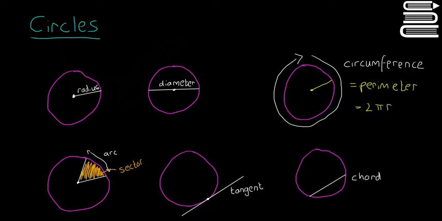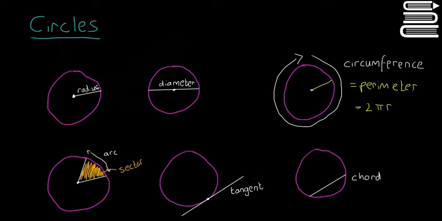Then we have these 2 bits here. A specific arc on a circle is just 1 bit of the circumference. So for example, this bit here is just that arc, and then the sector is the colored in bit there in orange. It's just a little area of a circle, so it's not the entire area. The arc is not the entire circumference, it's just a little bit of it.